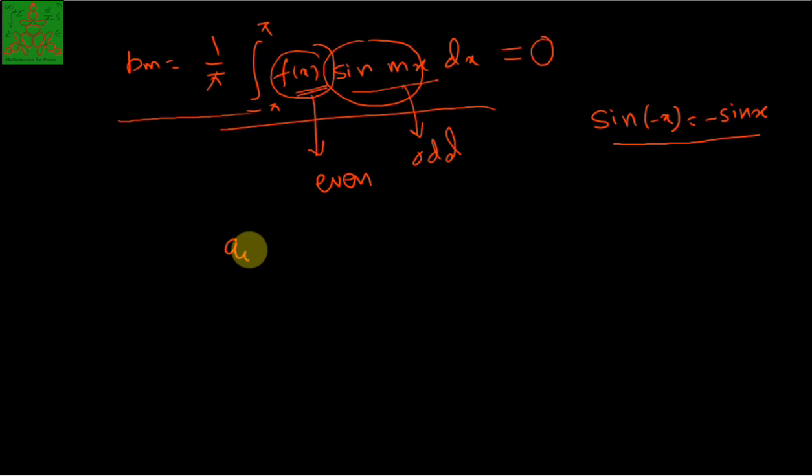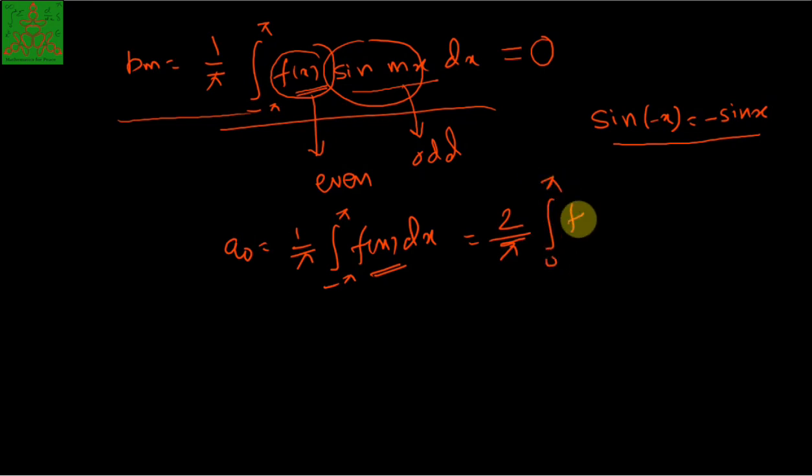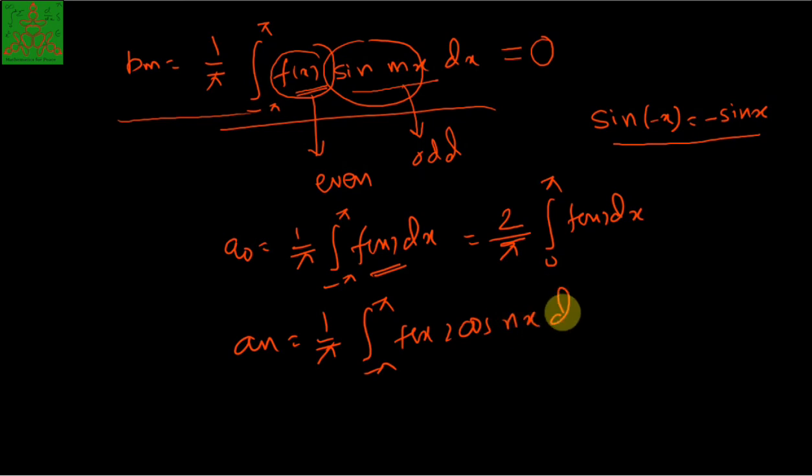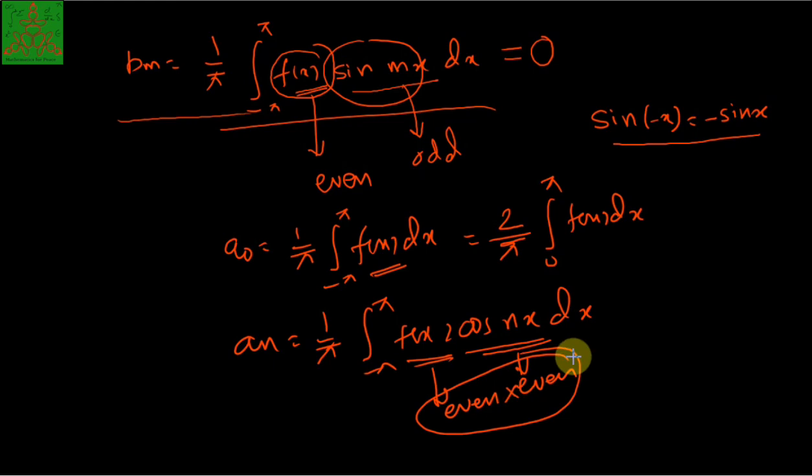And in other words, what is your a0? We know the formula is the integral from minus pi to pi of f of x dx, and your function f is an even function, so that's why we can write it as 2 times the integral from 0 to pi of f of x dx. And an will have, it is again the same thing, the integral from minus pi to pi of f of x cos nx dx. Now you just see that the cos is an even function, f of x is also an even function, even into even function is also an even function, so that's why this is 2 times the integral from 0 to pi of f of x cos nx dx.